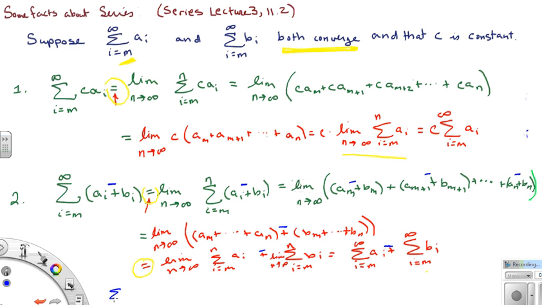Question: do you think I can separate products? Quick, what do you think? The answer is no. I'll let you think of an example at home to show that. Products and quotients cannot be separated. That's a big, big no, no, no. But sums and differences can be, and constants can be factored out. Okay, next one, we'll go on to more geometric series.